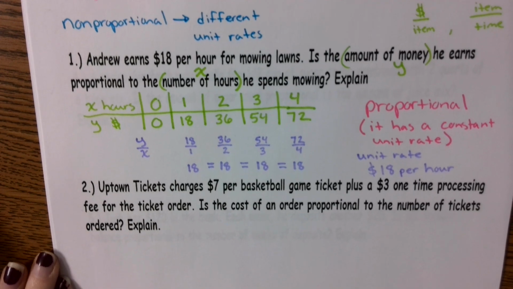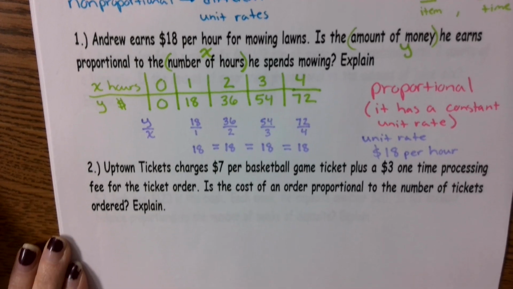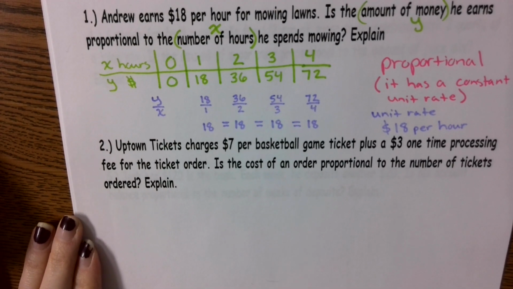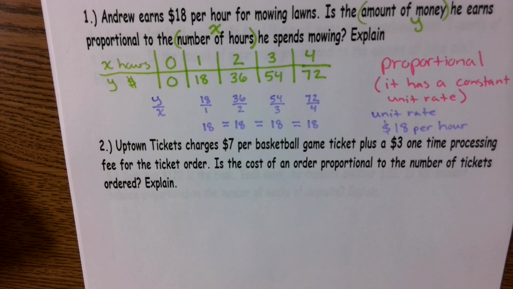All right, let's take a look at problem 2. Okay, problem 2, it says Uptown Tickets charges $7 per basketball game ticket. Plus, you're going to have a $3 one-time processing fee for the ticket order. So that means that if you're going to go in and you're going to order tickets, you have to pay $3 first before you can start buying tickets. Before you buy any tickets, you have to pay $3.